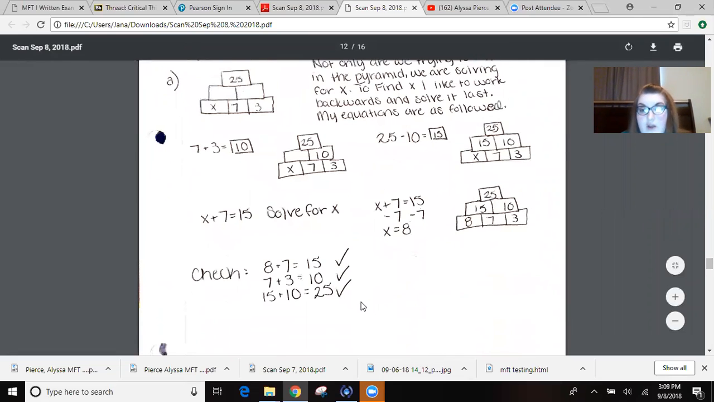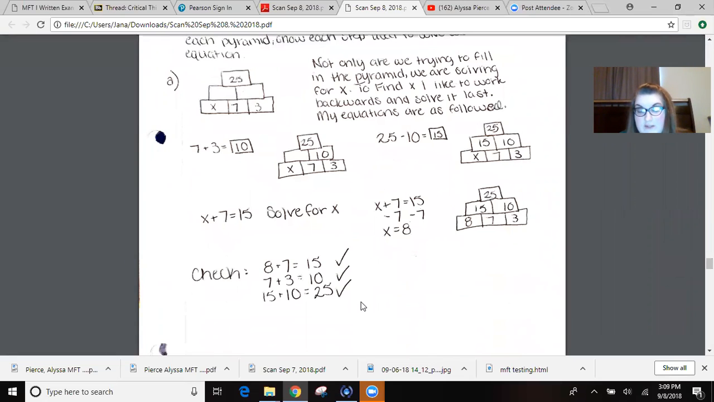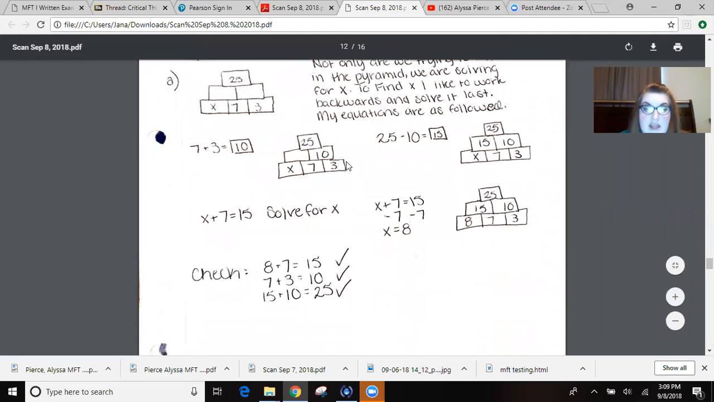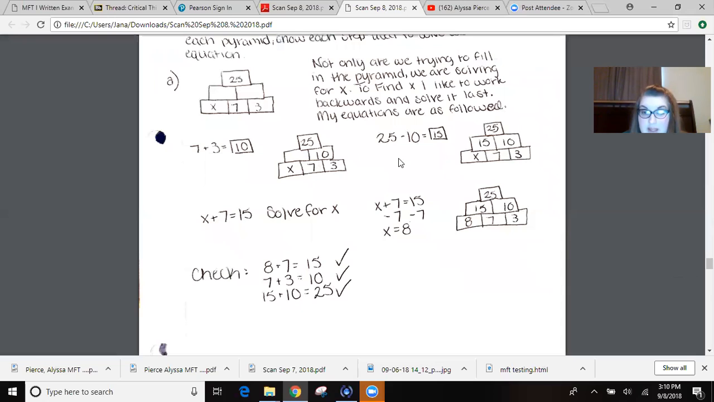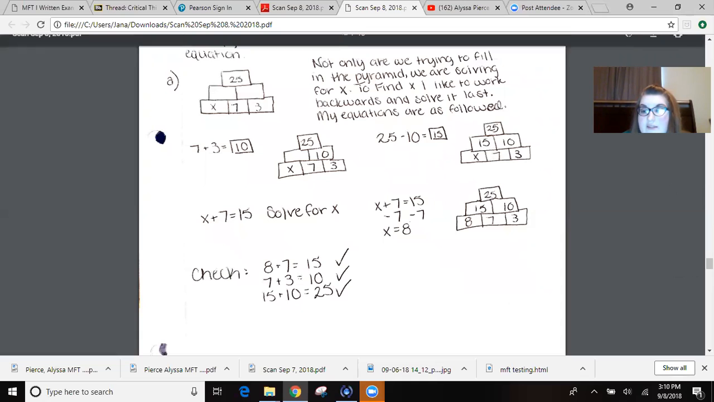So instead of solving for x first, I want to go ahead and solve for those blank spaces. How I do that is, you know that 7 plus 3 is going to equal 10. You're going to then take 25 and 10 to find that missing blank. So you'll take 25 minus 10, which is 15. Now you're going to solve for your x because x plus 7 is going to give you 15. So you're going to solve for x and find that x equals 8.